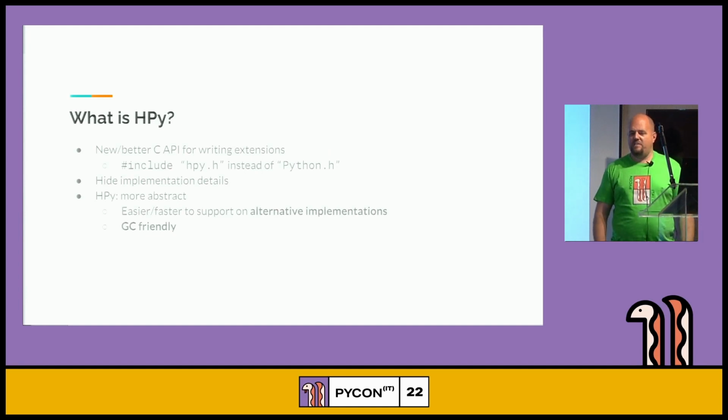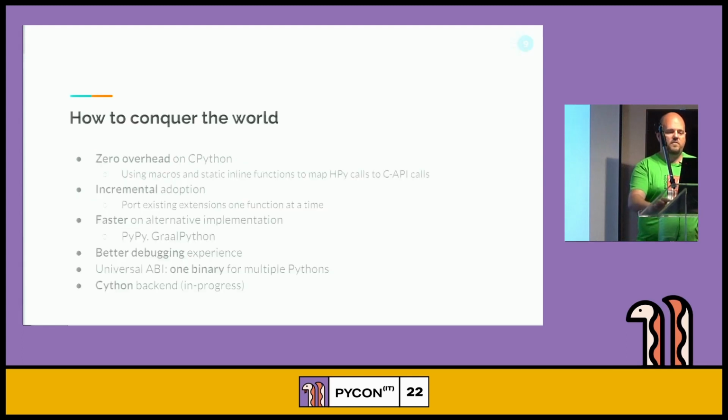and is designed to be fast and easy on alternative implementations, because we are developing HPy with three backends in mind: CPython, PyPy, and GraalPython, which is Python on the JVM developed by Oracle. And so by getting an API which works well on three very different implementations, it means that we are doing a good job at hiding implementation details.